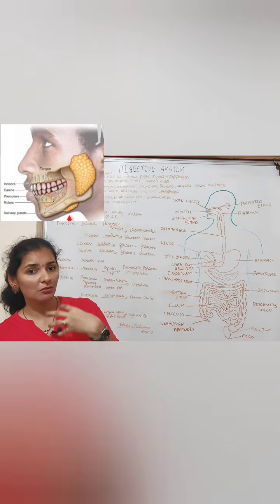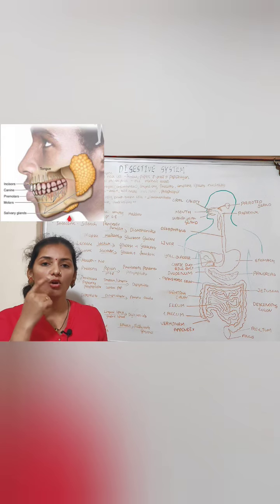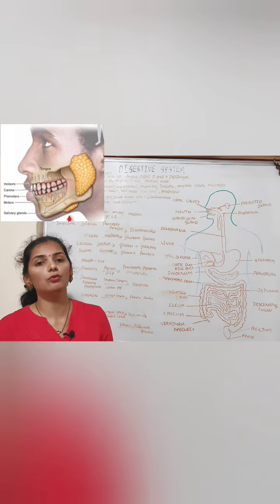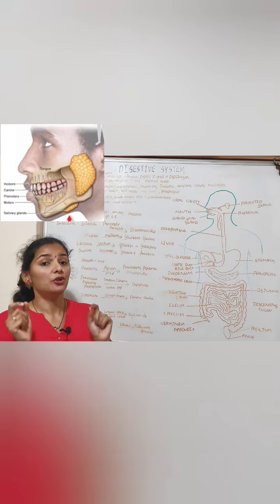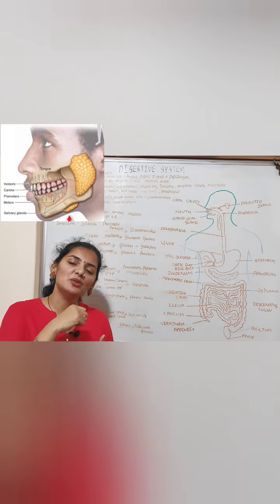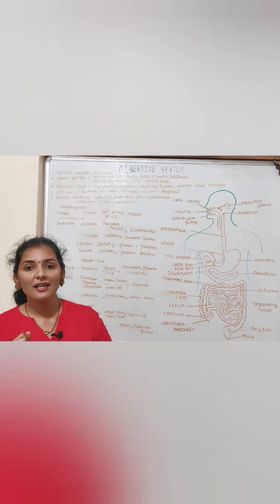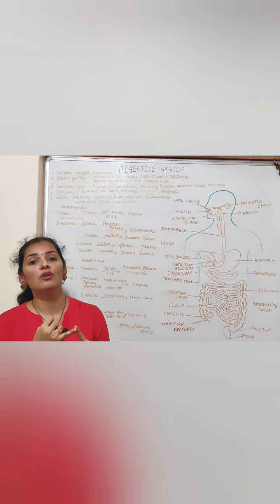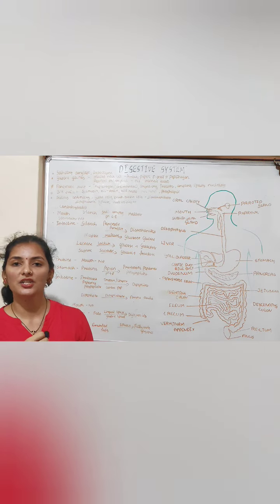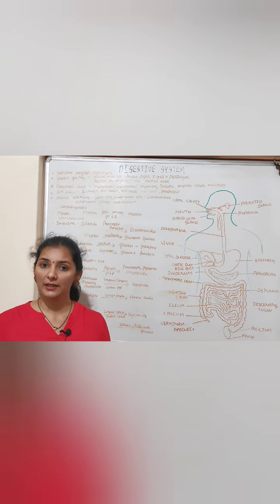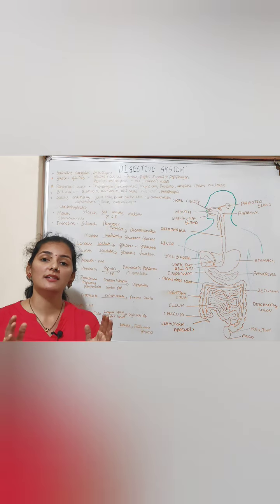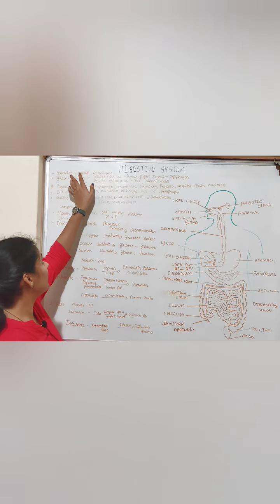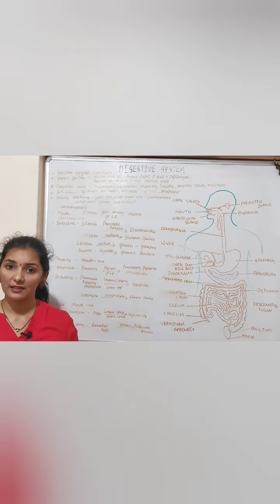So when we ingest the food, the teeth, tongue along with the saliva start to masticate or grind the food to form a fine paste, during which the food gets mixed with the saliva. This saliva consists of very important components, like electrolytes such as sodium, potassium, chlorine, bicarbonate, etc. Apart from that, saliva also contains two very important enzymes, that is salivary amylase and lysozyme.